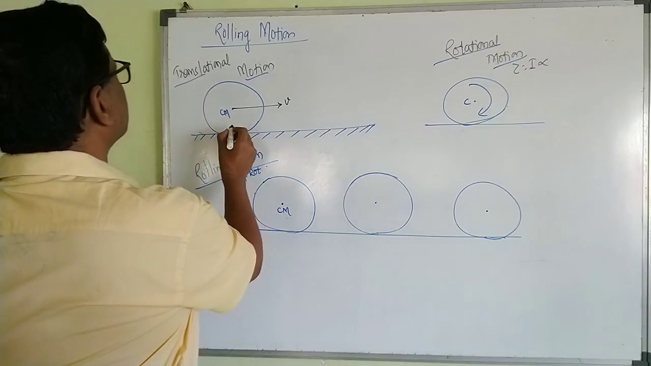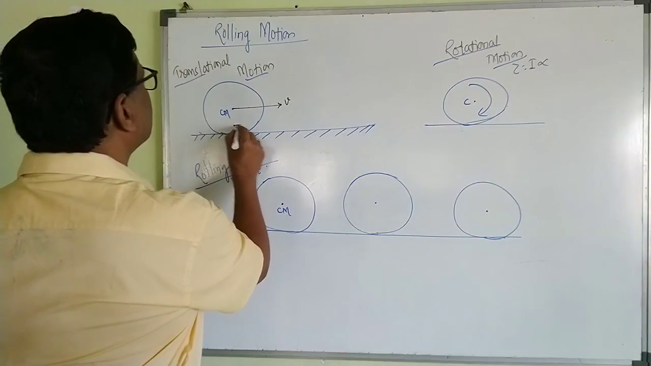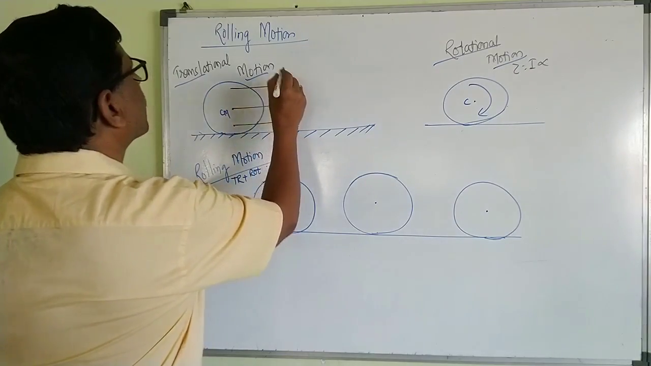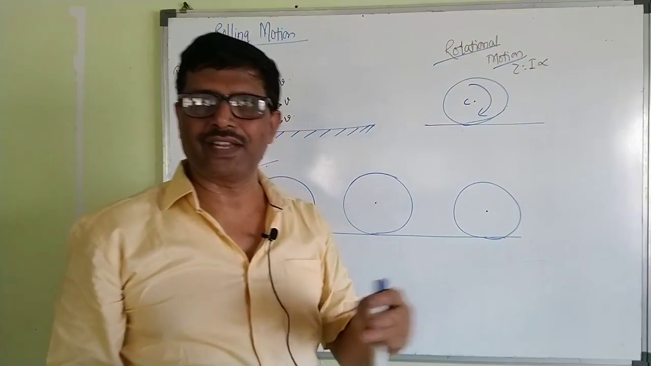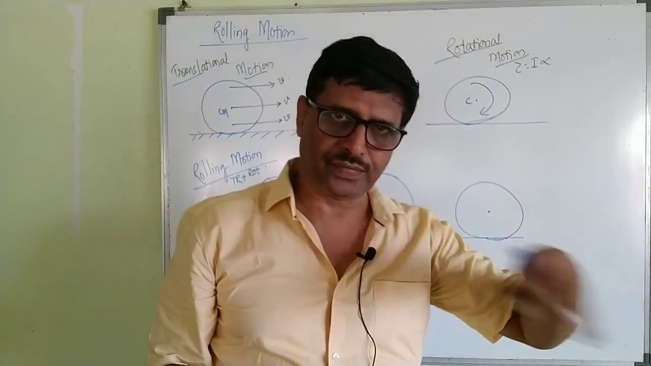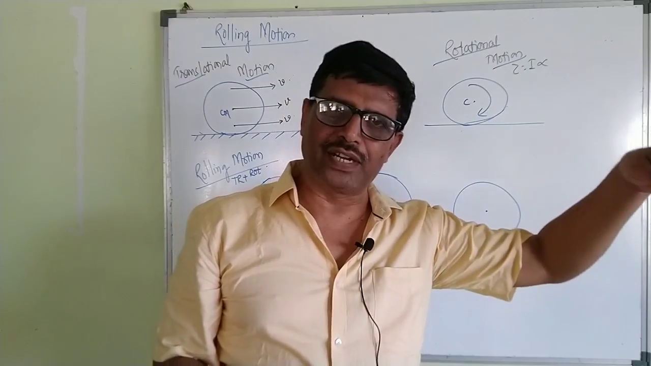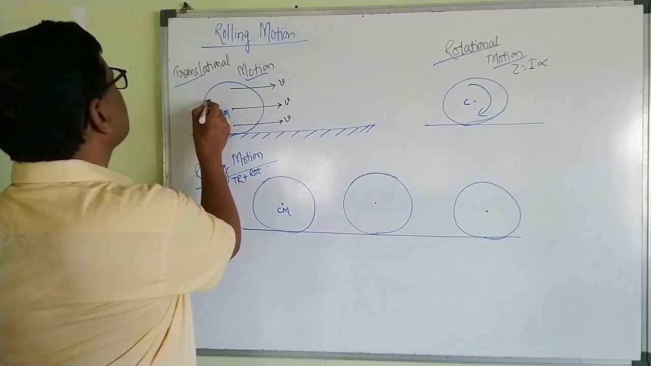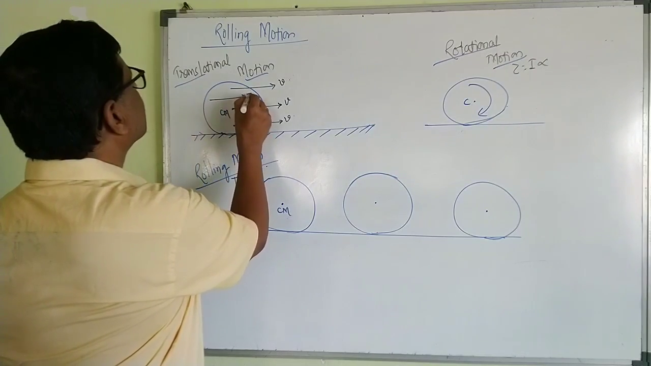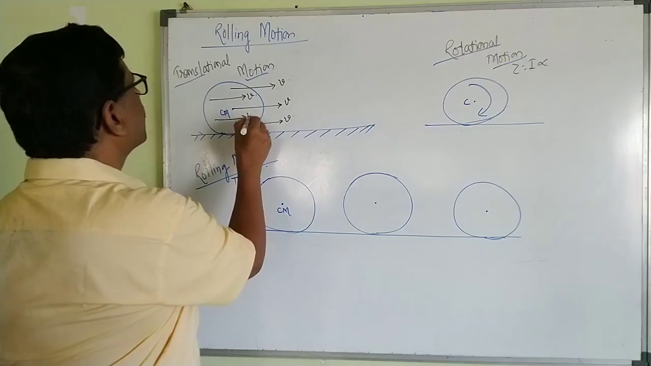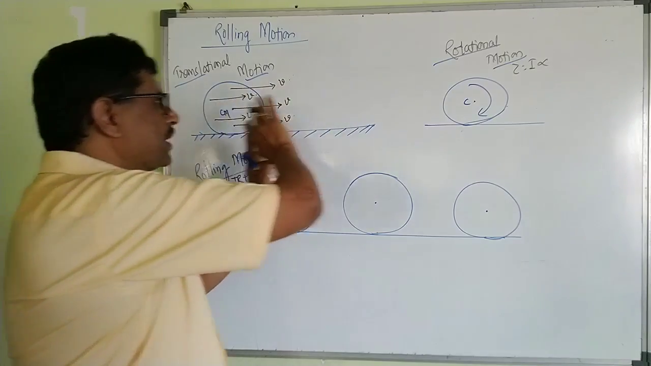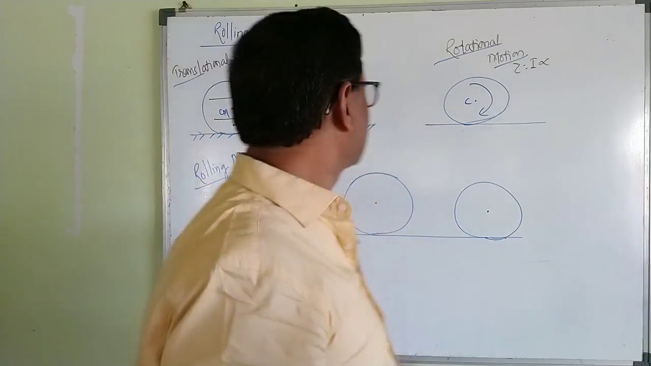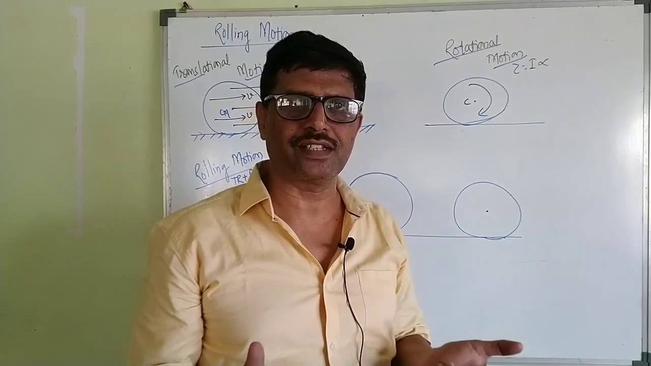In translational motion, the particles of the object perform a linear motion with the same velocity. They travel equal distance in equal time. Every particle travels equal distance. This is the importance of translational motion. In translational motion, all the particles have the same constant velocity. All will move with the same constant velocity along a straight line. This is translational motion.